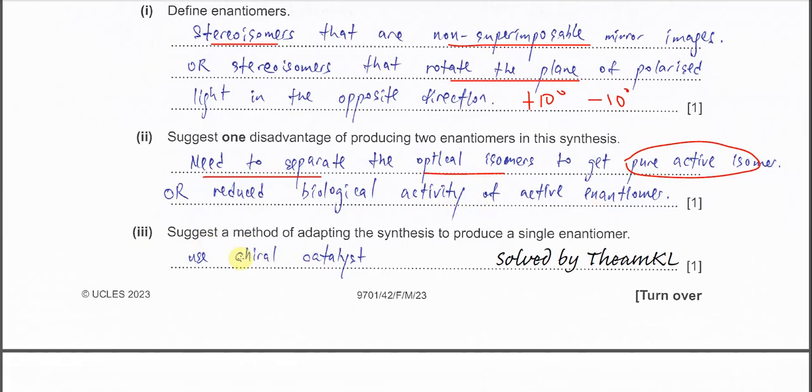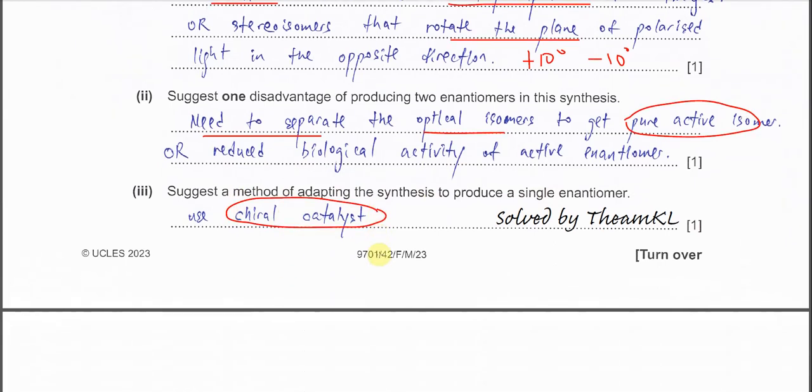Okay, suggest a method of adapting the synthesis to produce single enantiomers. We can always use a chiral catalyst to save time, right? And it's more specific.